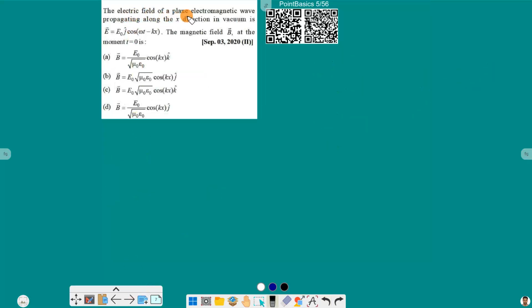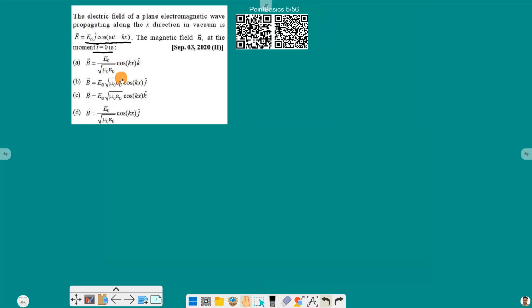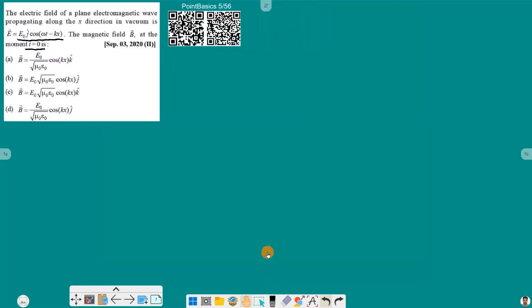The electric field of a plane electromagnetic wave propagating along the x direction in vacuum is given by this relation, and we have to find the magnetic field at the moment t is equal to 0. So first of all, we have to find the generic equation for magnetic field, and then we can find its value at t is equal to 0. So again, let's see the direction. Here electric field is along j direction, and the velocity of the wave, from the inside of the cosine, will be along positive x direction.